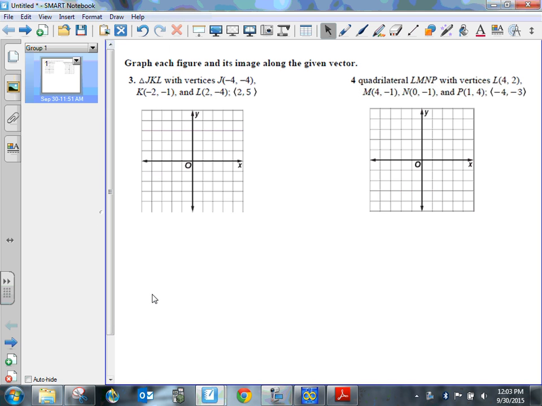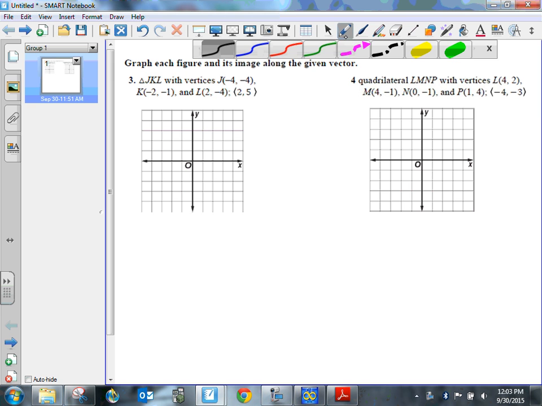Okay, welcome back to the 9.2 notes about translations. This is the fourth time I'm making this video. The other three times it hasn't worked, so let's hope and pray that this does work so that I don't have to do it anymore.